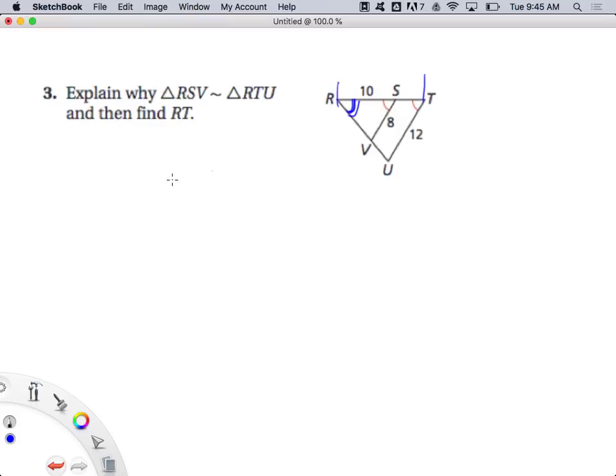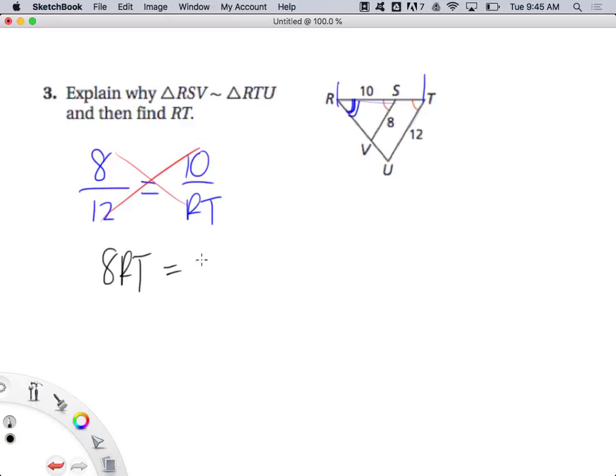Well, I know that the ratios have to be the same. So 8 over 12, the small over the big, equals 10 over RT. Does that make sense? You guys got that? Well, now to solve, I just cross multiply. I get 8 RT equals 12 times 10, which is 120. And then I divide by 8. I get RT equals 15. And I'm done. Any questions on that?